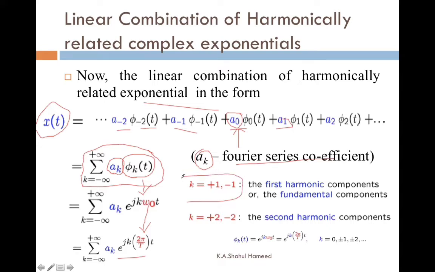If k is equal to plus 1 and minus 1, then we can call it the first harmonics component, that is the fundamental component, and if k is equal to minus 2 and plus 2, then that is called the second harmonics component. Something like that, we can say first harmonics, second harmonics, third harmonics, and it will go up to infinity.